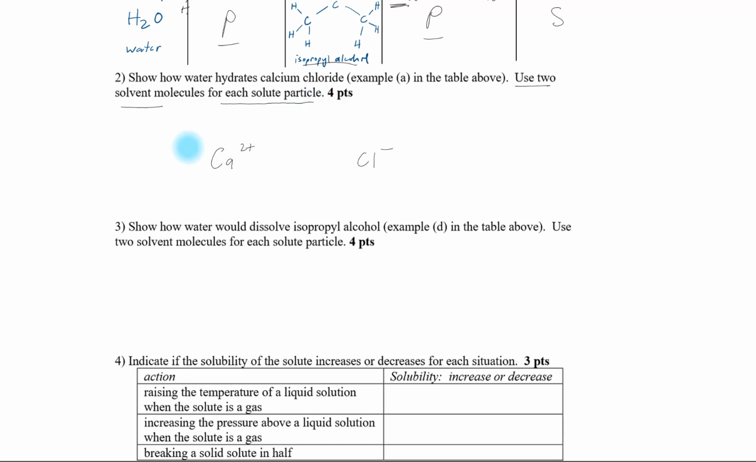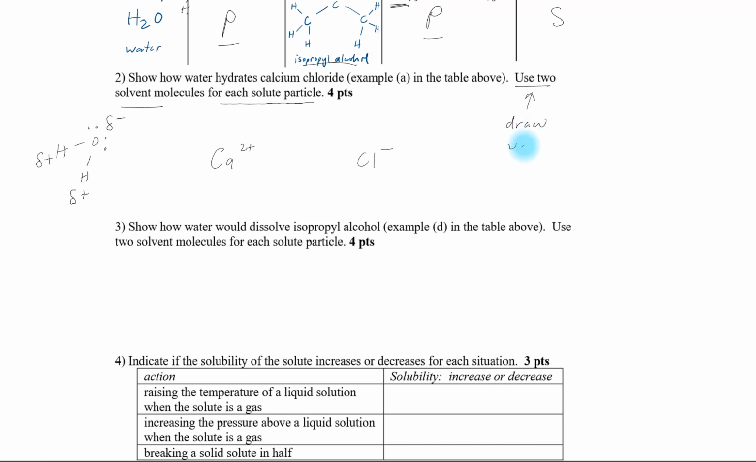You'll see these drawn. There's a lot of questions, a lot of review on this. So here's water again, and we know that the O is slightly negative and the H's are slightly positive. So the water molecule will have the O face towards the cation. The H's are going to face towards the anion. So it says just use 2 solvent molecules, so that means to draw water twice.